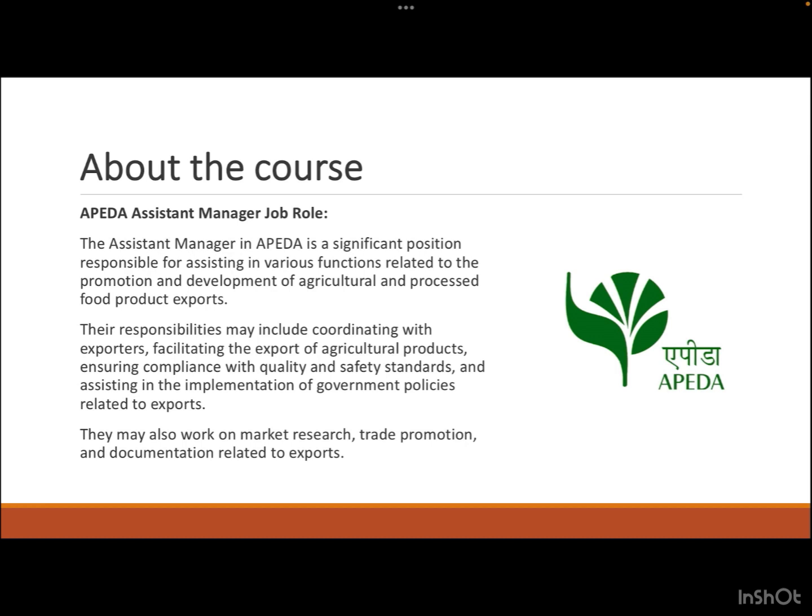So when we talk about the exact role of the APEDA Assistant Manager job, this role is a significant position responsible for assisting in various functions related to the promotion and development of agricultural and processed food products which are developed in India. The responsibilities may include coordinating with exporters, facilitating the export of agricultural products, ensuring compliance with quality and safety standards, and assisting in the implementation of government policies related to exports. They may also work on market research, trade promotion, and documentation related to exports.